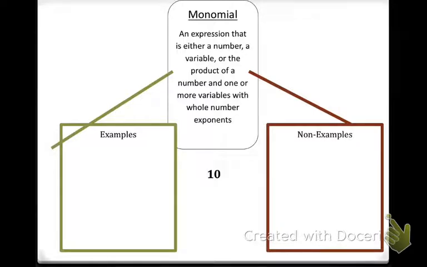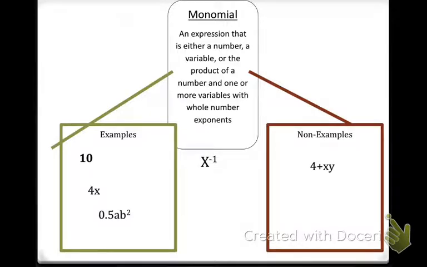So let's see if you understand that. Is 10 an example of a monomial, or would this be a non-example? Well, since it's just a regular number, this would be an example. 4x is a product of a number and a variable, so this is also an example. Now 4 plus xy is a non-example because it's a sum. This would actually be what we call a binomial in a second, so it is two monomials. This one here, 0.5ab squared, is an example. It's a product of a number and multiple variables, and the exponents on those variables are whole numbers.